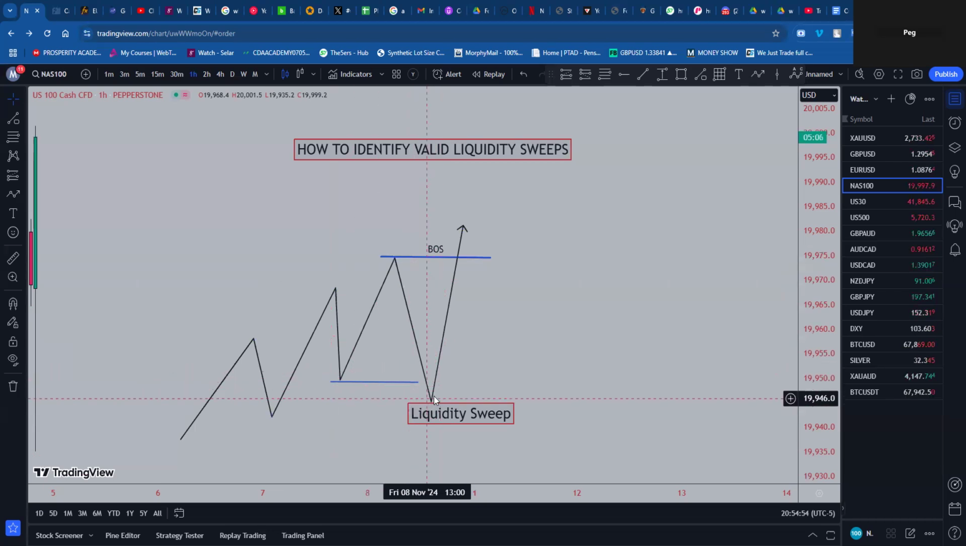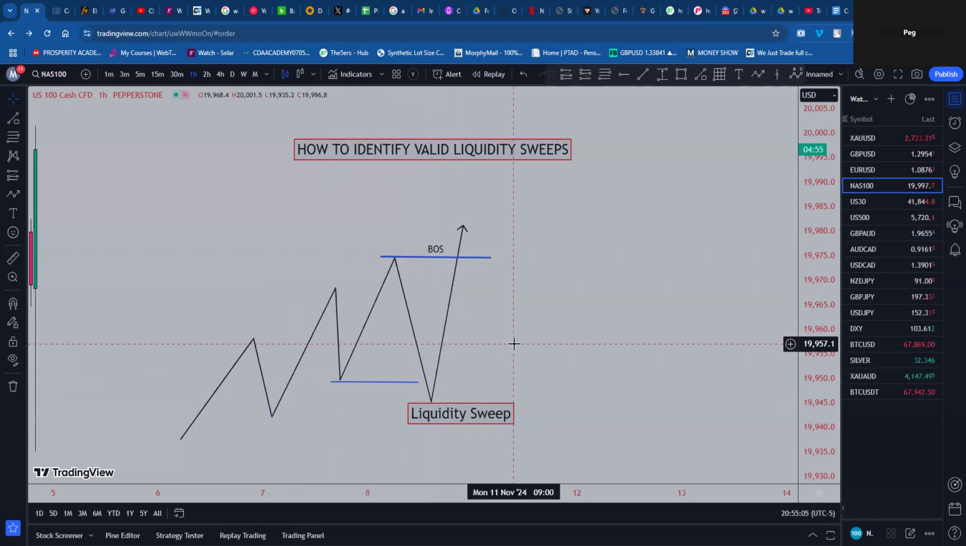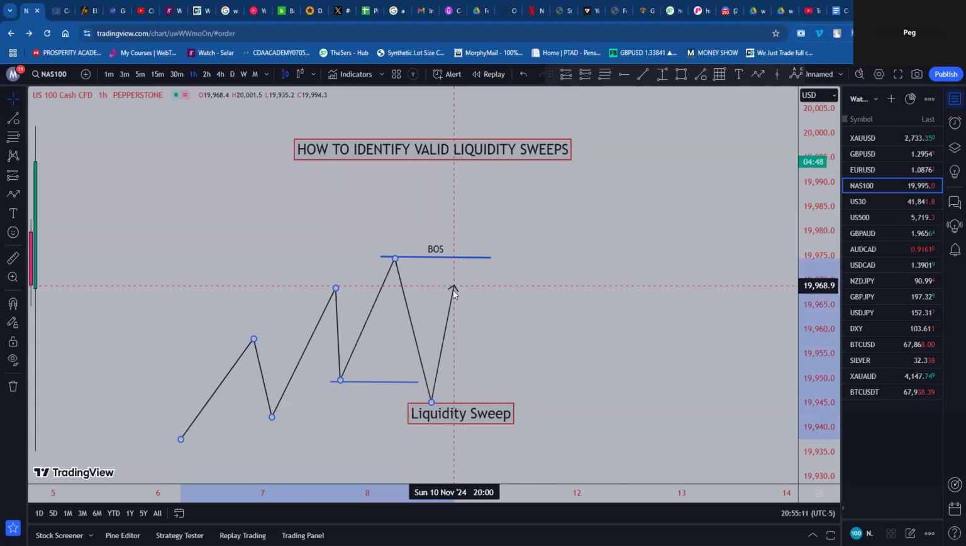In order to show us that this liquidity sweep is a valid liquidity sweep, price must go ahead to take out the high that started the sweep. Do you get it? It must go ahead to take out the high that started the sweep, because price can also do this without taking out that high. It can do something like this.